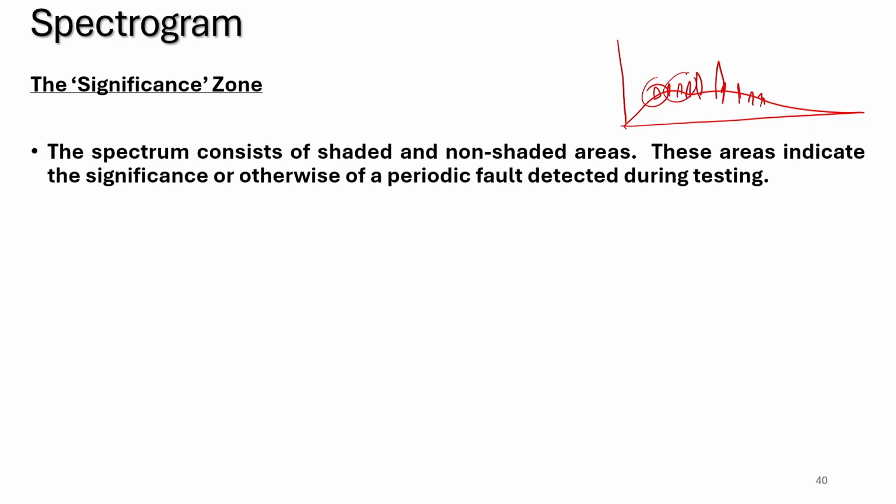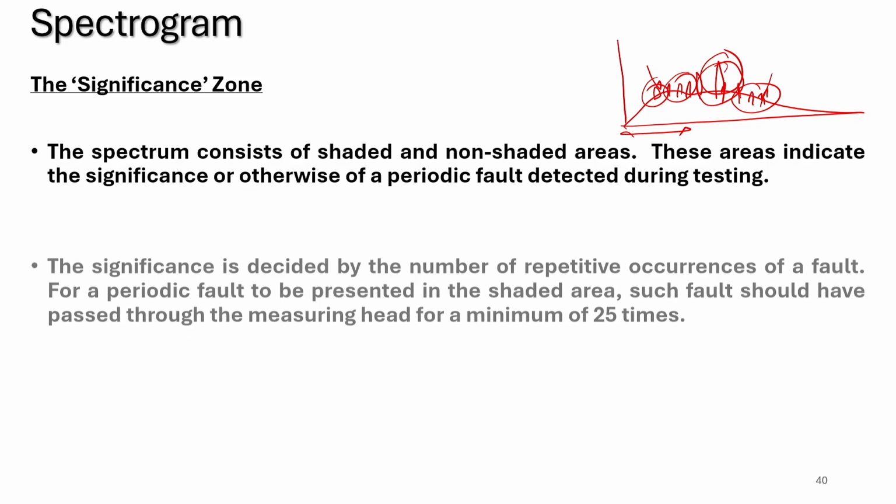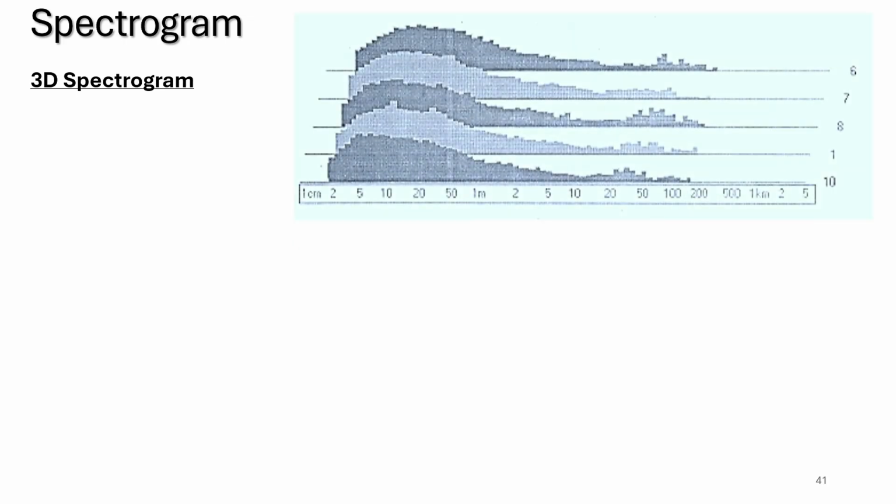So, are all these humps significant? Do we target the wavelength for all the humps? It is not that. Depending on the height of the amplitude, or chimney height, we can take action. And this is the 3D spectrogram, where we want to compare a number of specimens at a time.